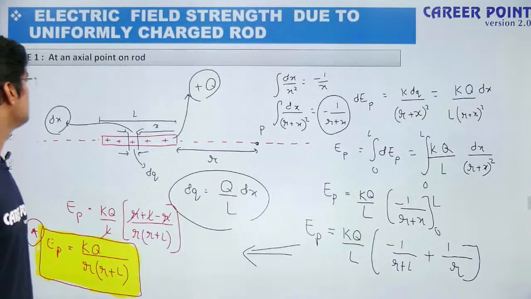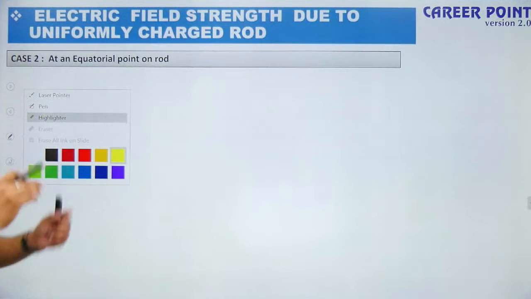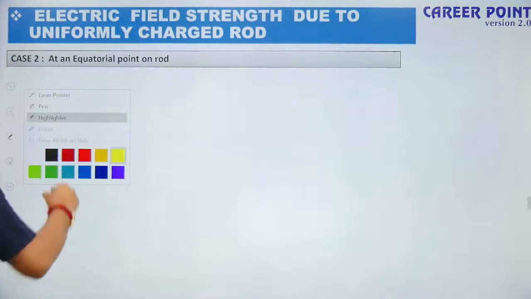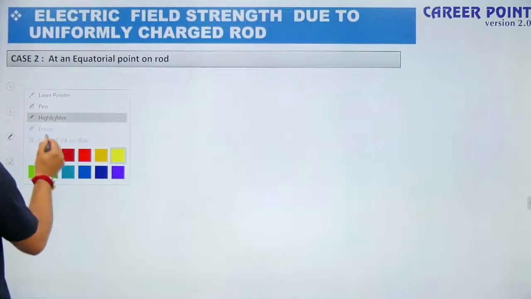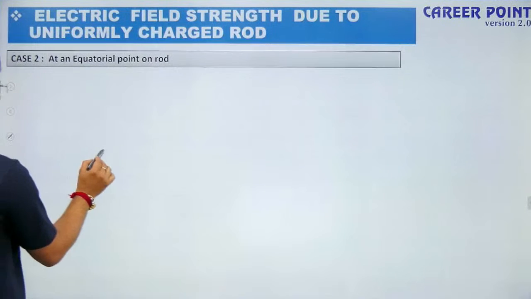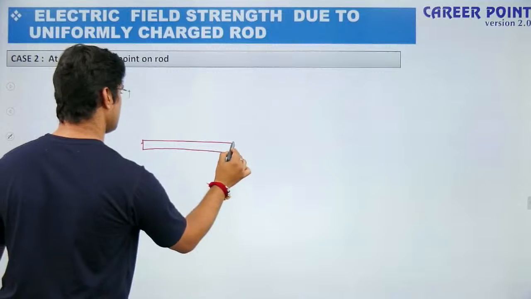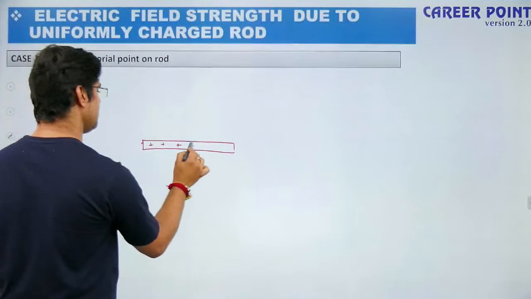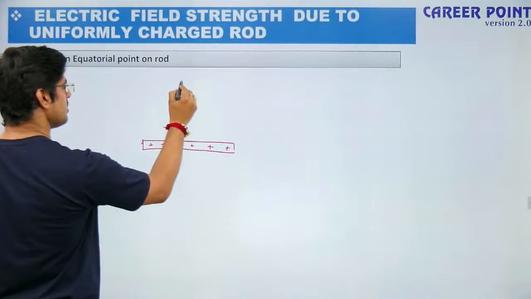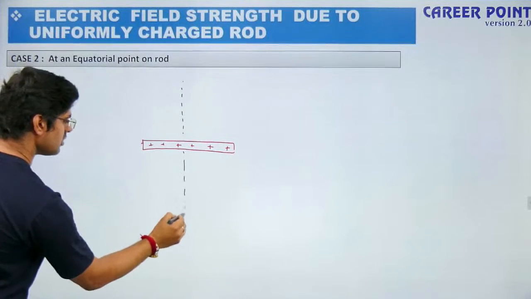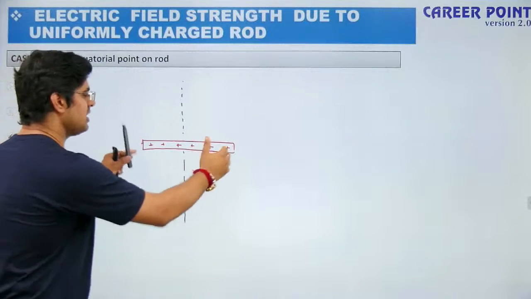Okay, next. So till now we have found electric field due to a charged rod at an axial point of the rod. What if we have to find at a point which is present at equatorial axis? So in that case, let's make a rod first. So this is a charged rod, positive everywhere. Okay, and this is the equatorial axis, that is the perpendicular bisector of the length of this rod.